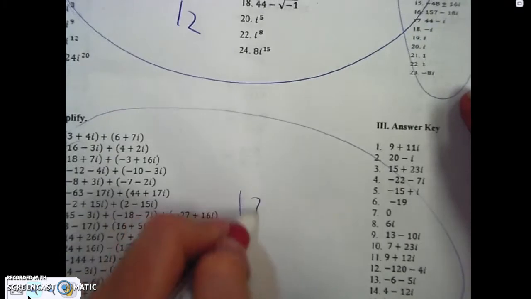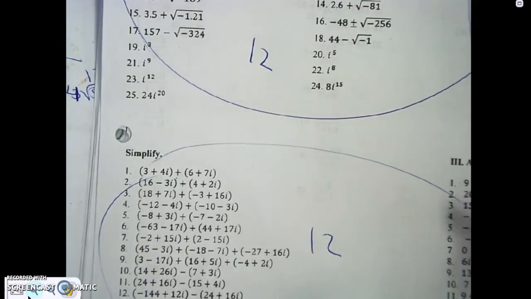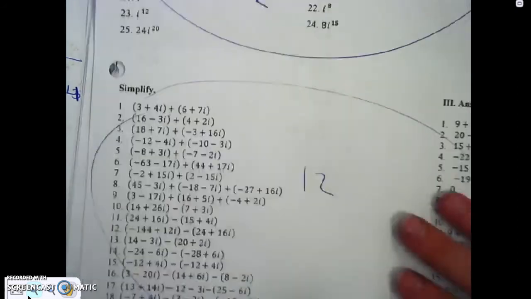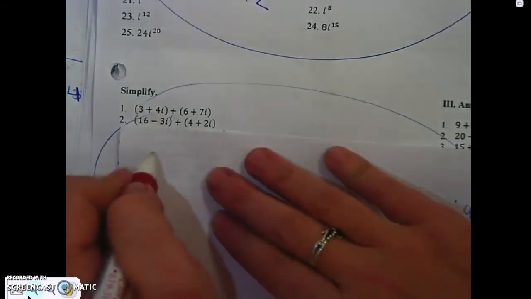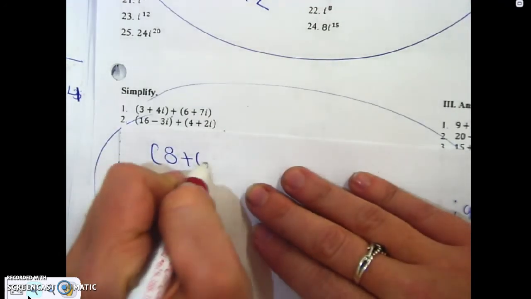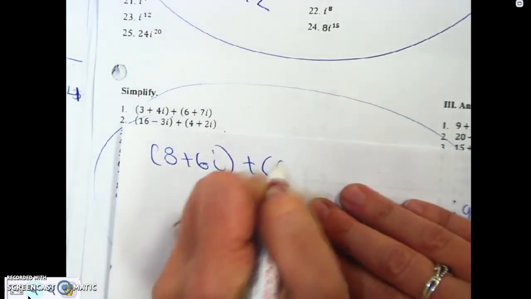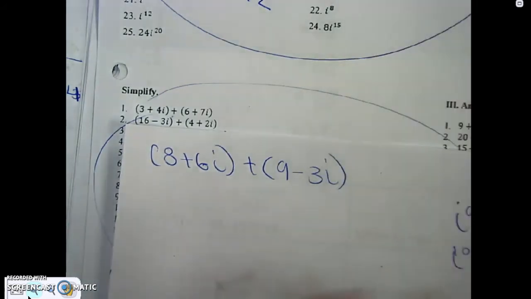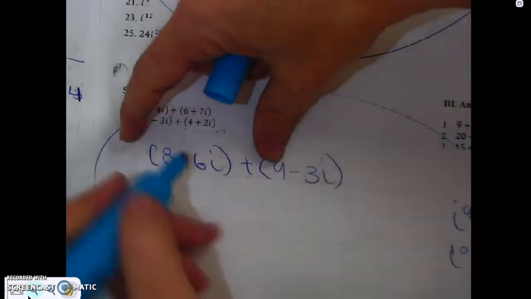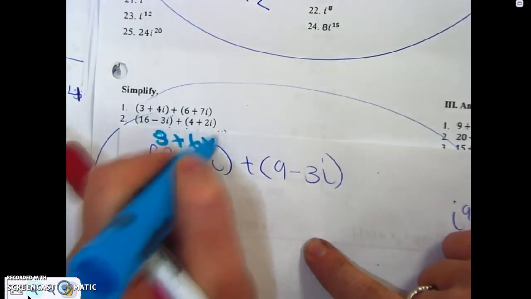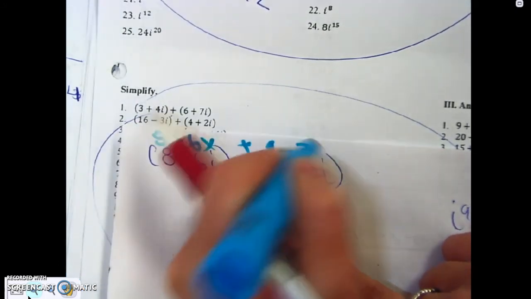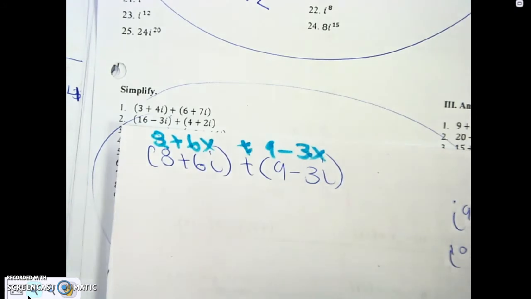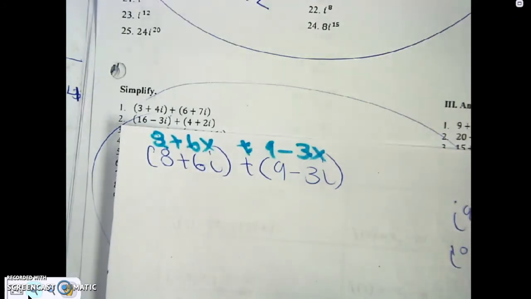You got to pick 12 from these. You can't just tell me the answer that's right there. You need to show me work. I think I only need to do a couple of these examples. So let me do an example. 8 plus 6i plus 9 minus 3i. So what this reminds me of is if you have a problem like this: 8 plus 6x plus 9 minus 3x. You put the x's together and the numbers together. That's exactly what you do for this one.